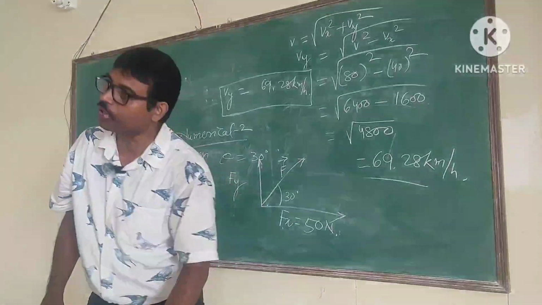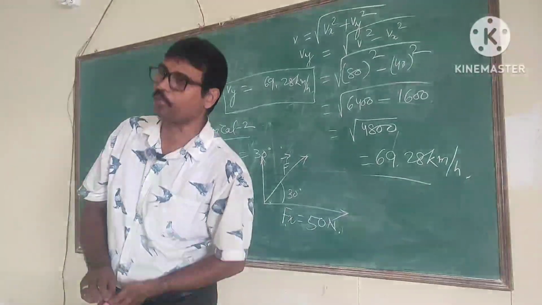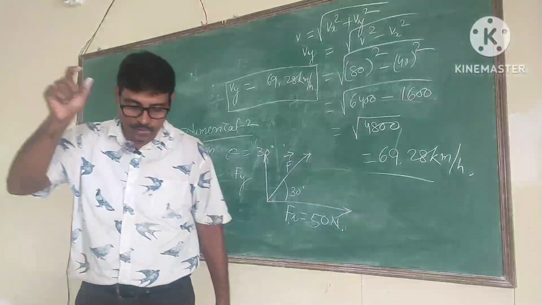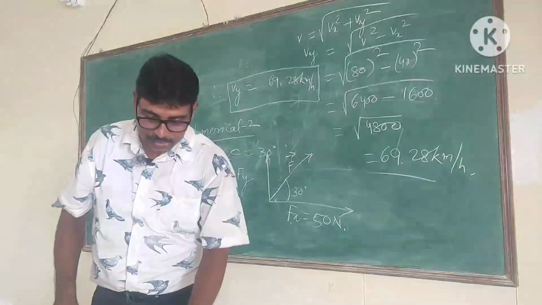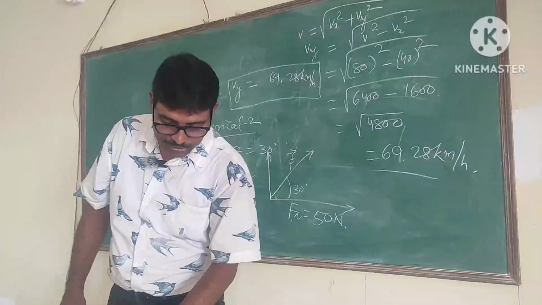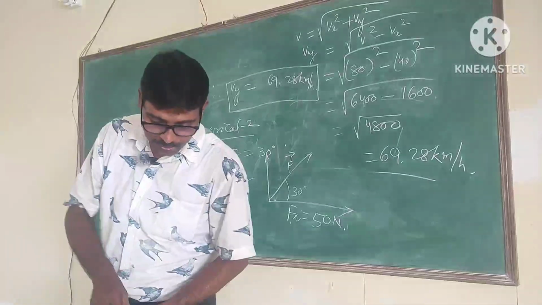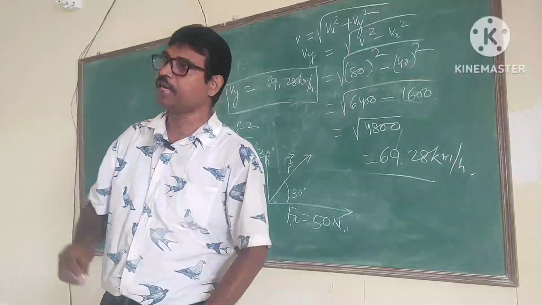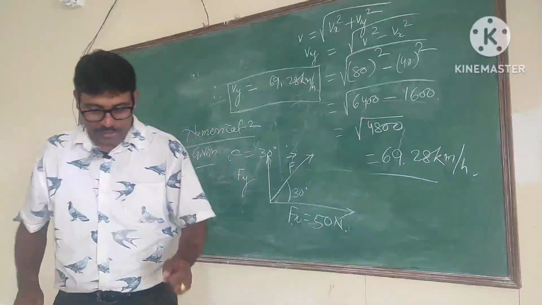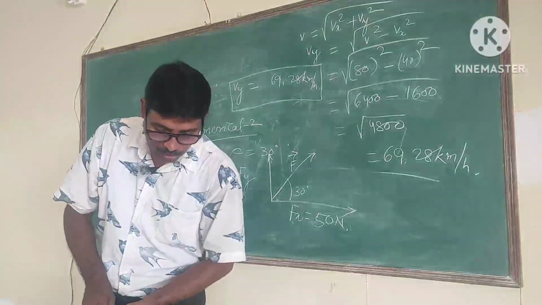Find the magnitude of the force and its vertical components. Again I am reading the question. A force is inclined at 30 degree to the horizontal. If its rectangular component in the horizontal direction be 50 Newton, find the magnitude of force and its vertical component.